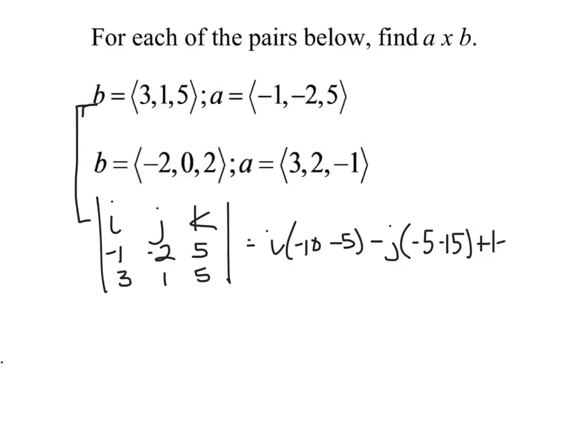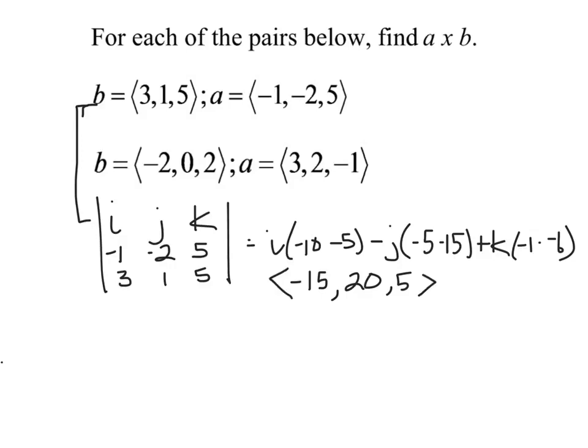And then K. So we've got -1 minus -6. All right, so we've got -15I. We've got -20, but with that negative out front right here, it's -20, but this means we do the opposite. So we've got 20J, and then we've got -1 minus -6, so we've got 5K.